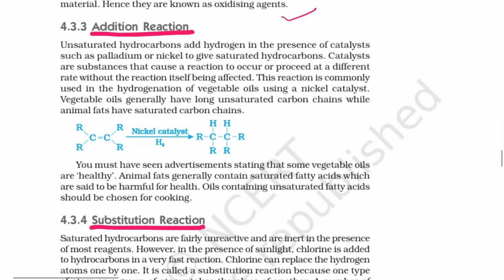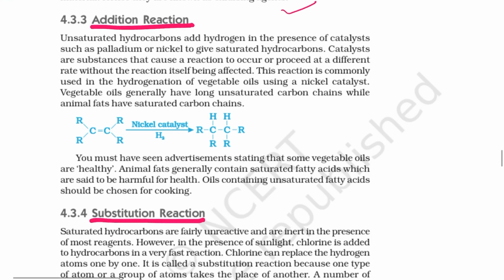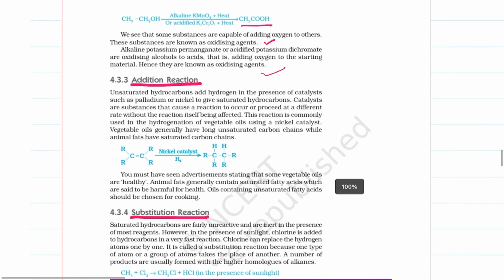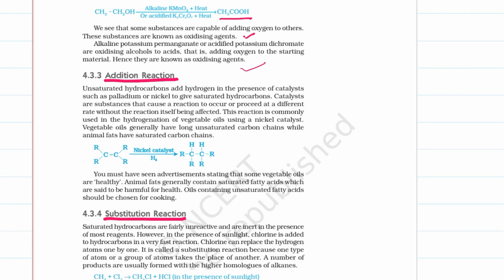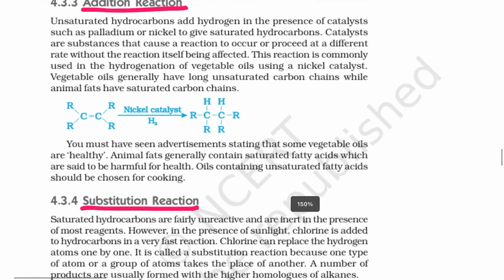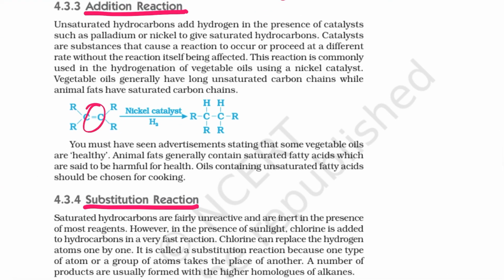Now addition reaction. Carbon compounds easily undergo addition reaction. In this, unsaturated hydrocarbons add hydrogen in the presence of catalysts such as palladium or nickel to give saturated hydrocarbons. So if you see here a double bond and a palladium or a nickel catalyst, H2 is added by breaking this double bond and adding one H. Catalysts are substances that cause a reaction to occur or proceed at a different rate without the reaction itself being affected. So this is the definition for catalyst.